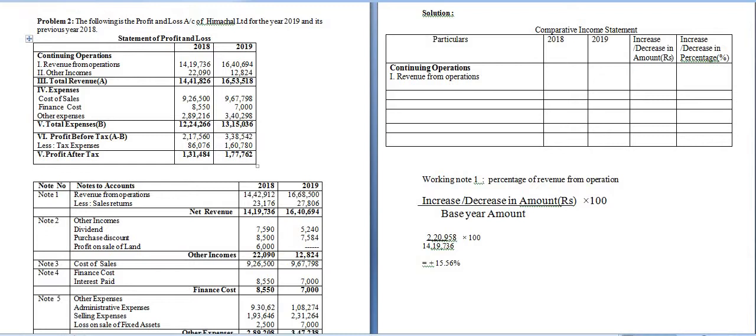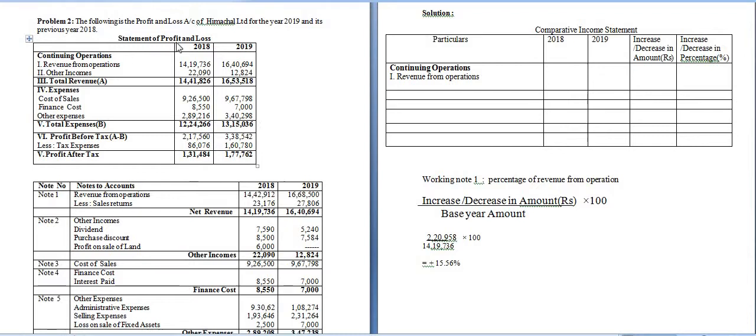Today we will be solving the second problem on comparative income statement. Here is the problem given. With the help of information given in the problem, we have to prepare a comparative income statement. I will read the problem for you. The following is the profit and loss account of Himachal Limited for the year 2019 and its previous year 2018. And this is the statement of profit and loss.